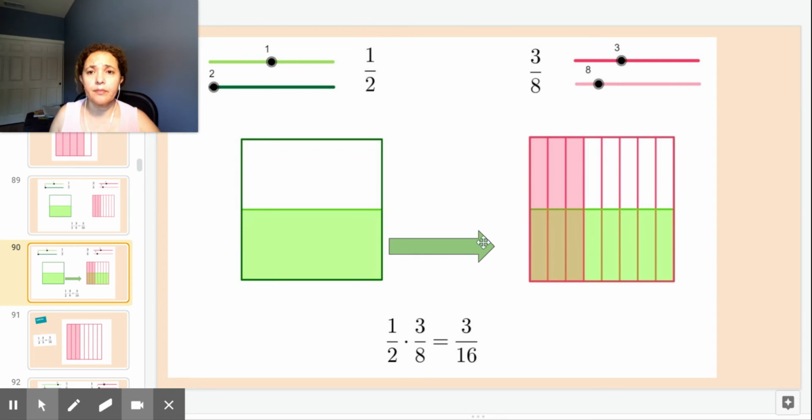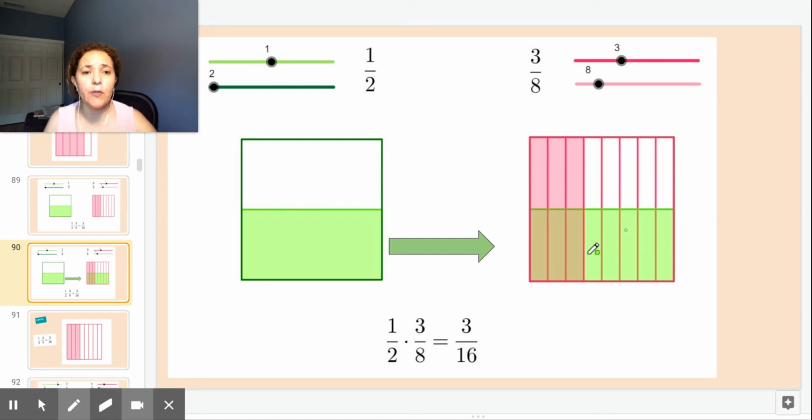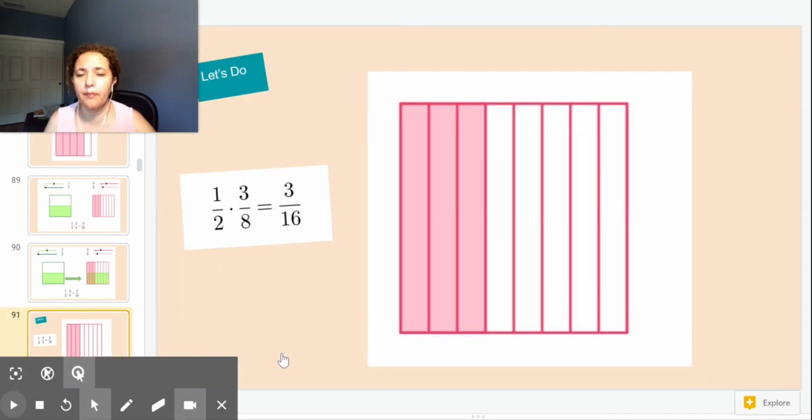Again, I'm taking my 1/2 here and I'm overlaying it on top of my 3/8. And you see that I get 1, 2, 3 that are double shaded. 3 out of the 16 are double shaded. So if I have 3/8 on something and I take half of the 3/8, I'm going to get 3/16. Now let's try that together.